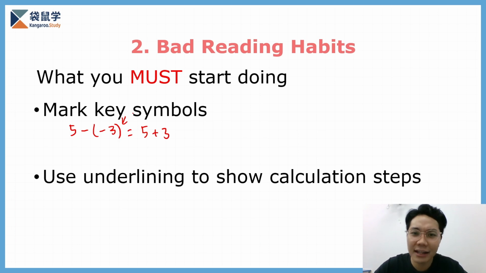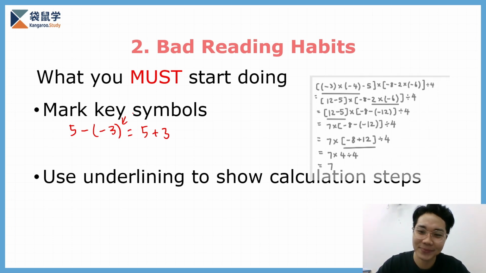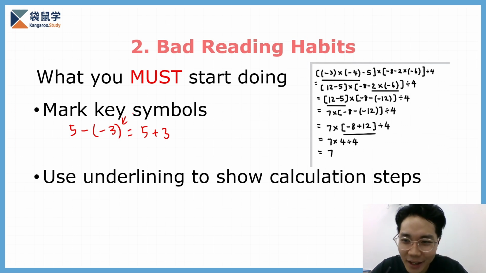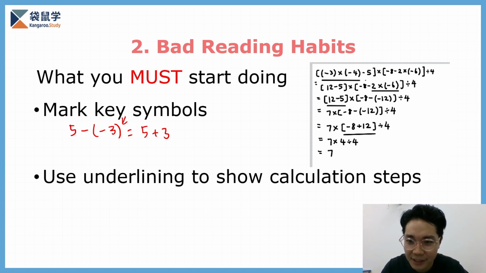Next, use underlining to show your calculation steps. What do I mean by this? Let's look at an example. Over here, you notice it's a long question, so you must use order of operations. So at every single step, order of operations, what's the first step? You can underline first. Then, when you go on to the next step, the next one you need to do, then you can underline next. So keep doing this, and then you will ensure that you won't read it wrongly, and you do the steps correctly.